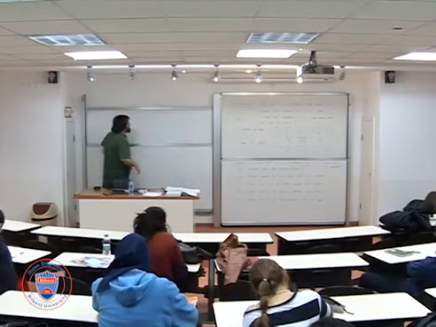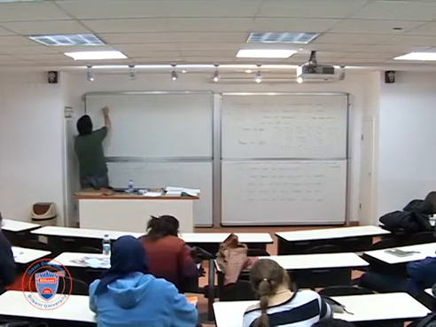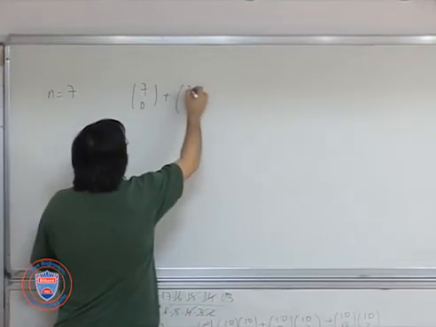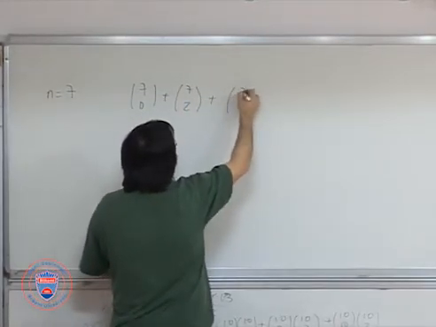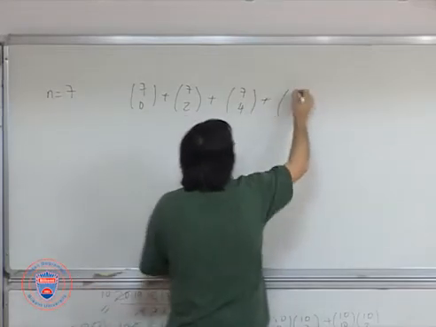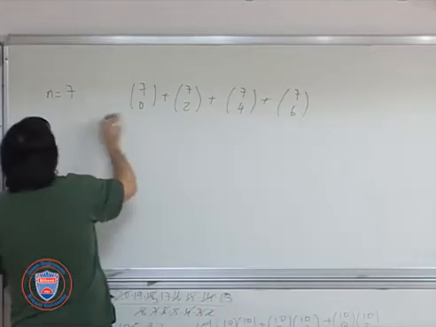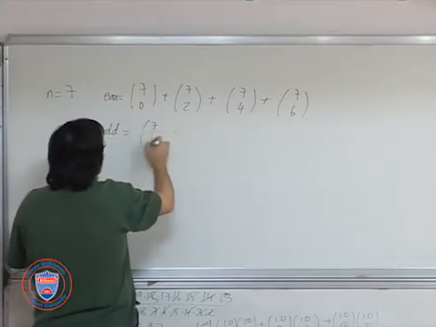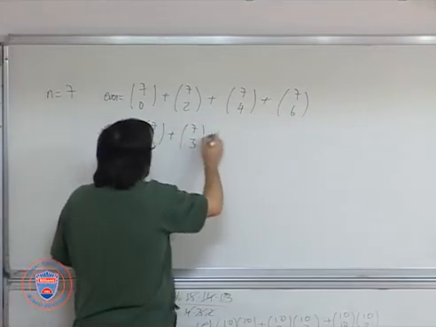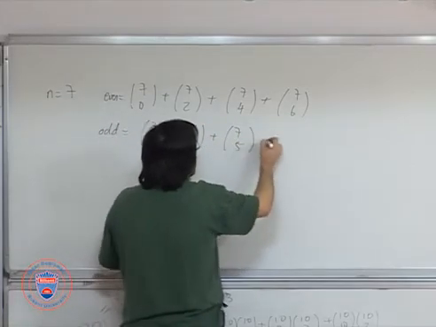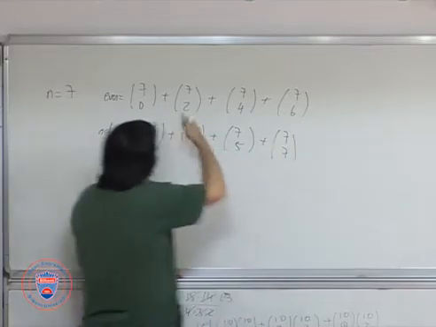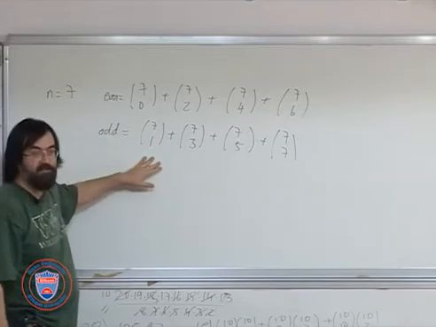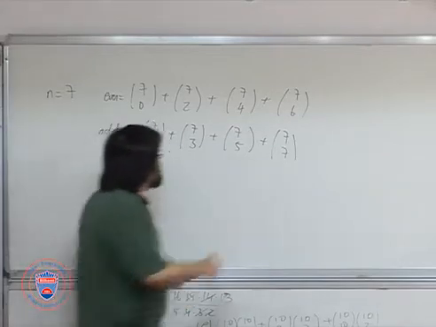If I had, instead of 10, if I had 7, I would have 7 choose 0, 7 choose 2, 7 choose 4, 7 choose 6, right? So these are the even ones. These are the odd ones: 7 choose 1, 7 choose 3, 7 choose 5, 7 choose 7. So this is the similar problem with 7. And I also claim that these are equal, which you can actually check.